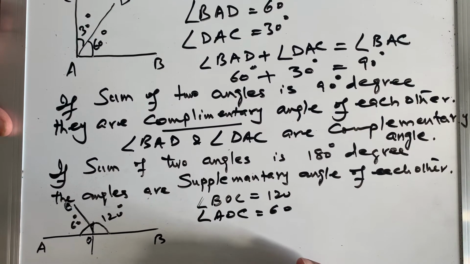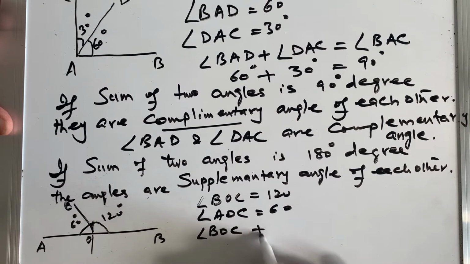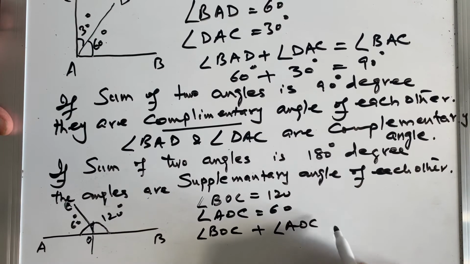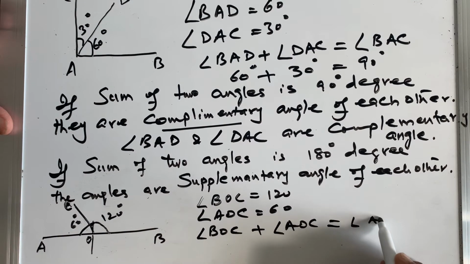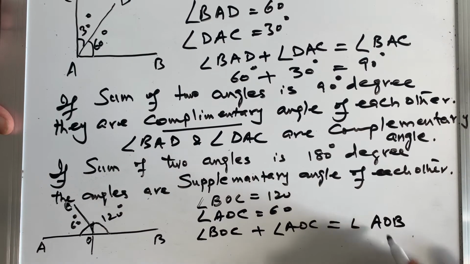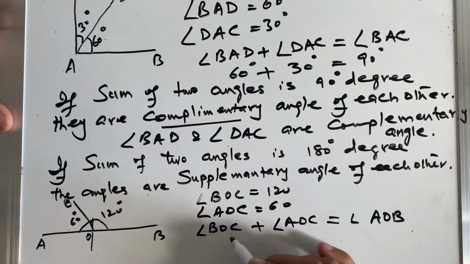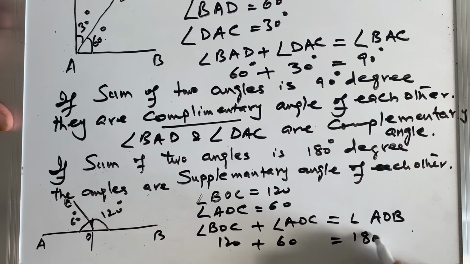What is the sum of the two angles, right? So the sum of the two angles, angle BOC plus angle AOC, is equal to angle AOB, because the middle point is O. So this is 120, this one is 60, and the sum is 180 degree. So these two angles are called supplementary of each other. So if supplementary angles are given, we can subtract from 180 to get the other angle.